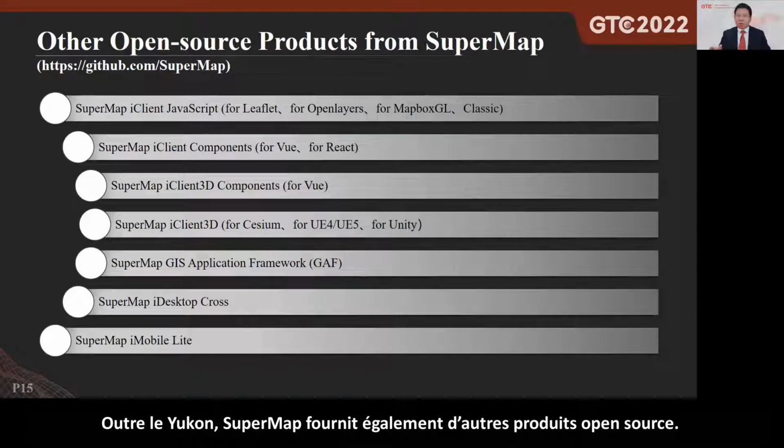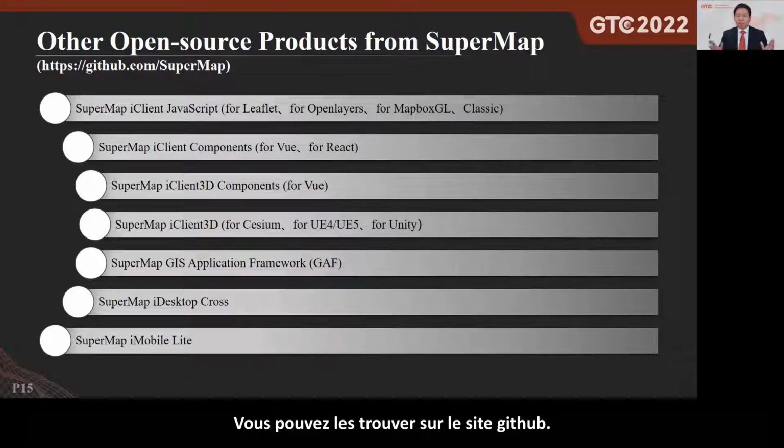Apart from Yukon, SuperMap also provides other open source products. You can find them on the GitHub website.